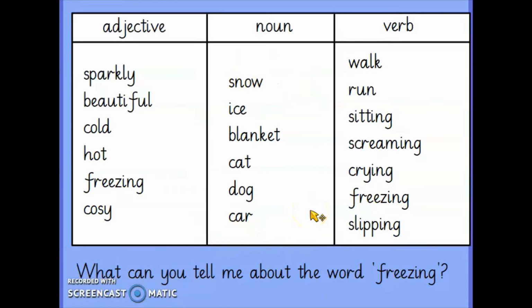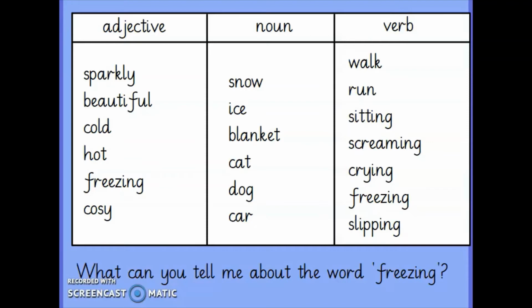And then we've got verbs, which are doing words. So walking, running, sitting, screaming, crying, freezing, and slipping. There's a word here that belongs in two word classes, which is the word freezing. So what can you tell me about this word? Just pause to have a little bit of thought.